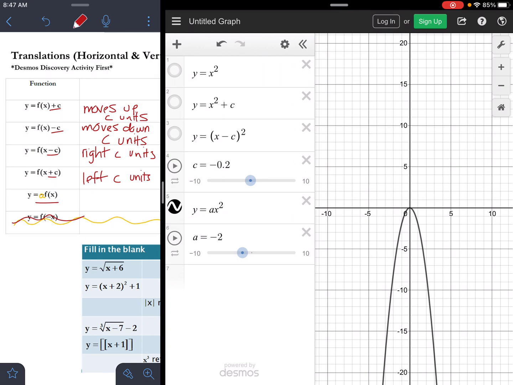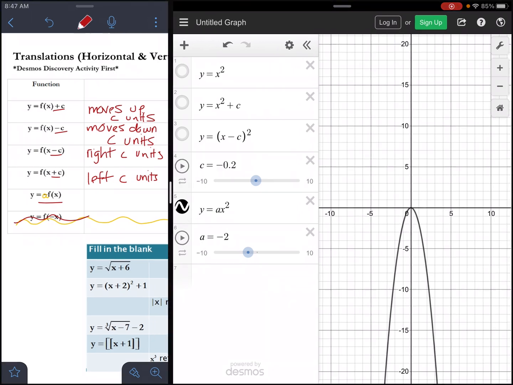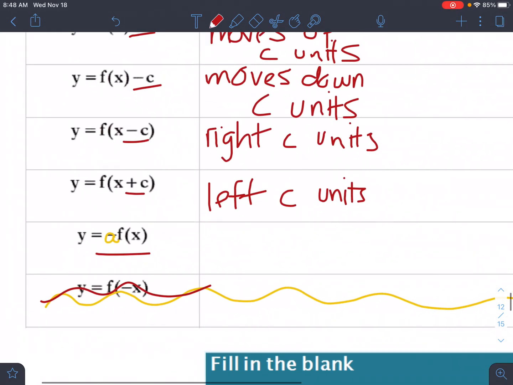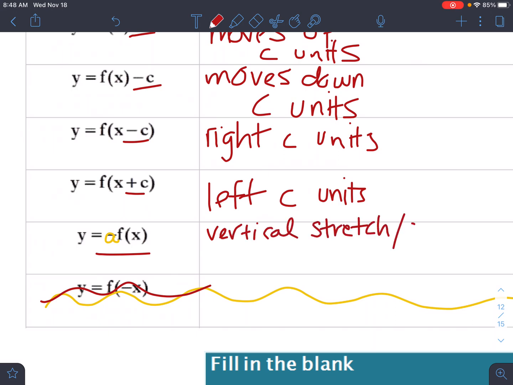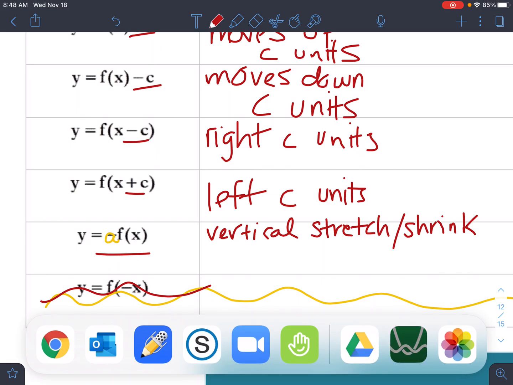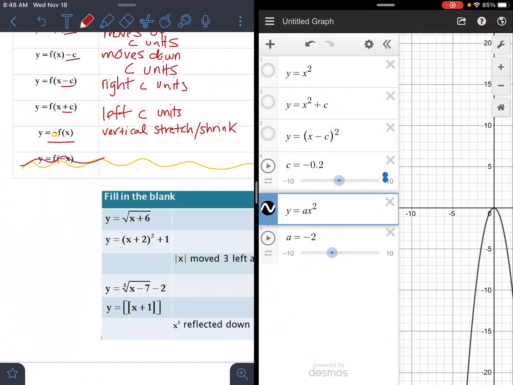Okay, so if we want to jot ourselves a note, I'm actually going to close Desmos here. I think we're all set with that. Go to Notability. All right, so a f of x, it's a vertical stretch or shrink. Actually, the last one I want to show you, of course, now I have to bring it back. Desmos, come back. Okay, last one I want to show you, I'm sorry I didn't show this.